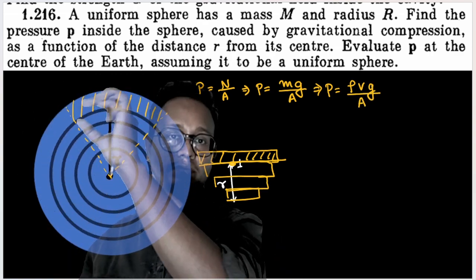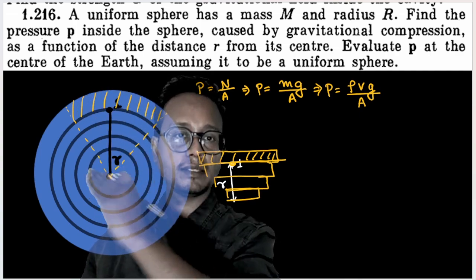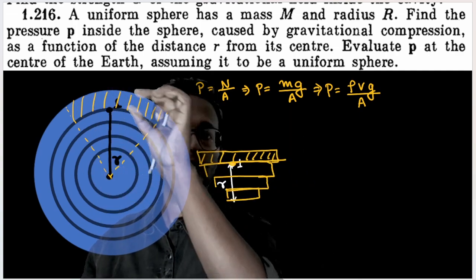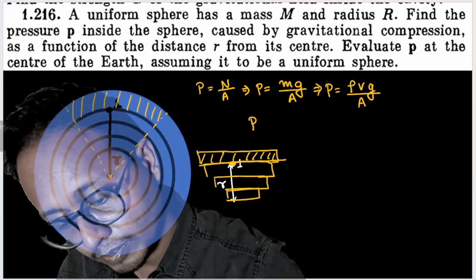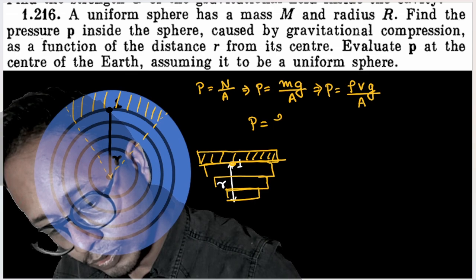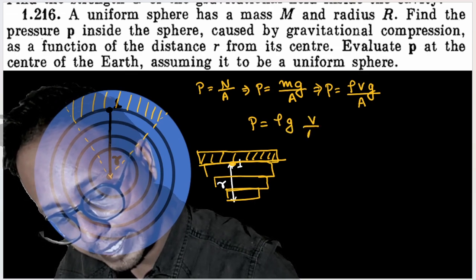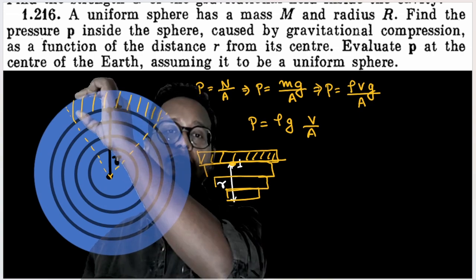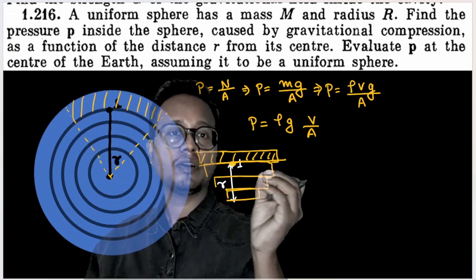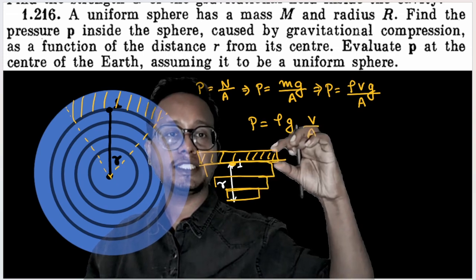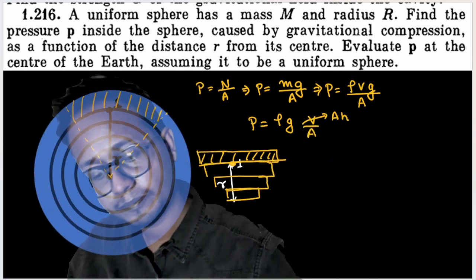density times volume of this much amount of water only. Okay, I'm not taking the entire volume of the planet. Volume of this much amount of water, because pressure will be applied by this much amount of water. Okay, now let's separate this one. Pressure is equal to rho, density is constant, into g V by A. Now my question is, what is volume? Volume is nothing but this much amount of area, or cross-sectional area of this plate, into height h. Volume is nothing but area into height h.